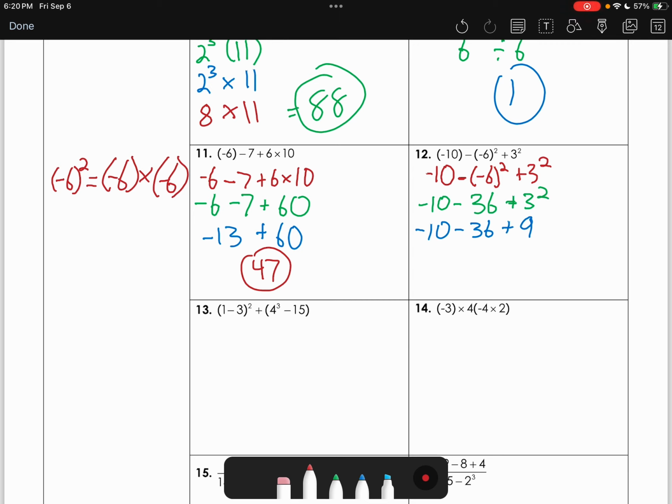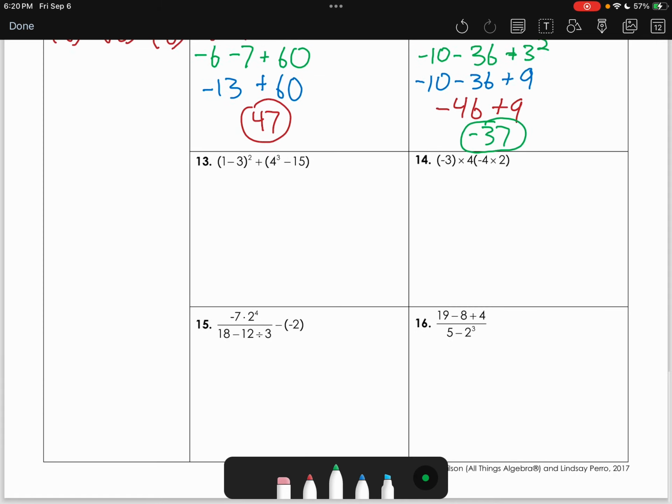So negative 10 minus 36 will get us to a negative 46, negative 46 plus 9. And then negative 46 plus 9 will get us to a negative 37. All right, we're going to move on to number 13.